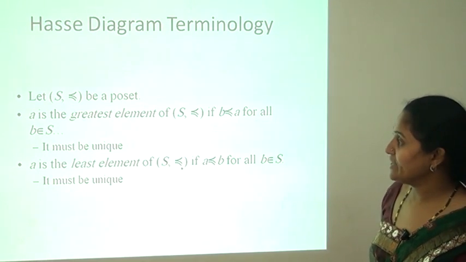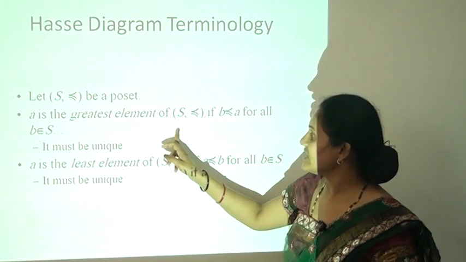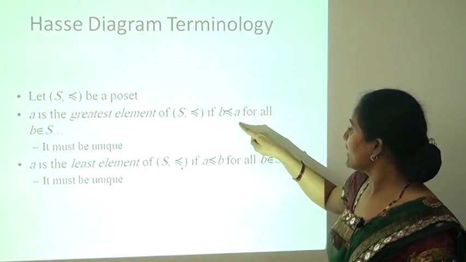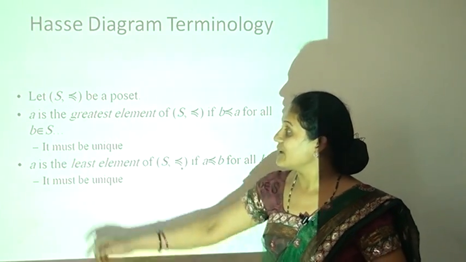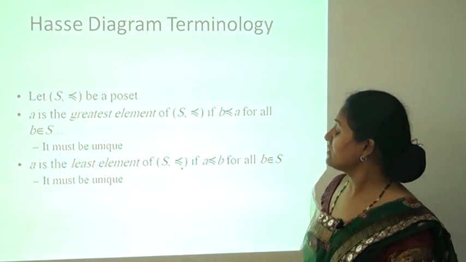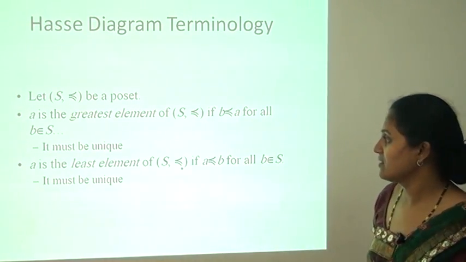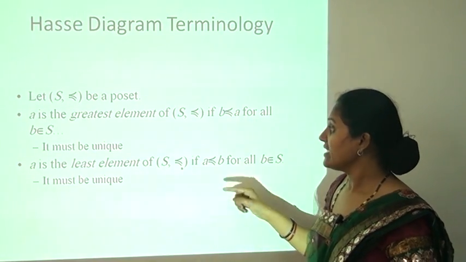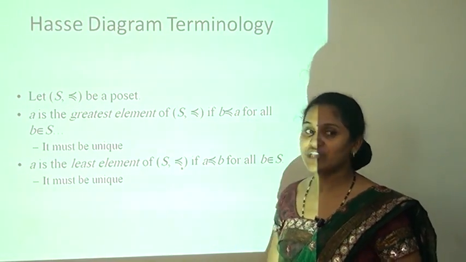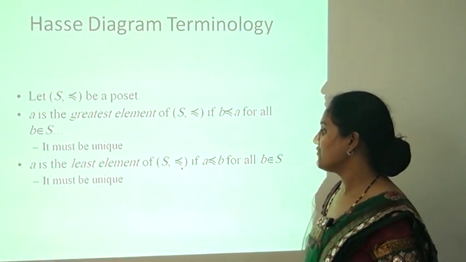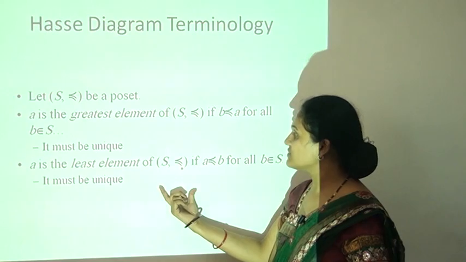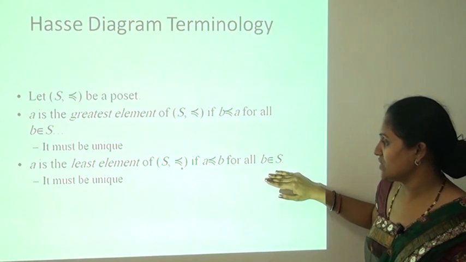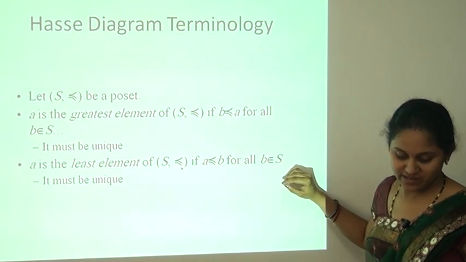Okay, so this is another terminology. Let (S, ≤) be a poset. A is called the greatest element if B ≤ A for all B belonging to S, and A must be unique. Similar to the maximal element, A is the greatest element of this poset, and again it must satisfy the uniqueness condition. Similarly, for the least element of the poset S, A ≤ B for all B belonging to S, and it must also be unique.